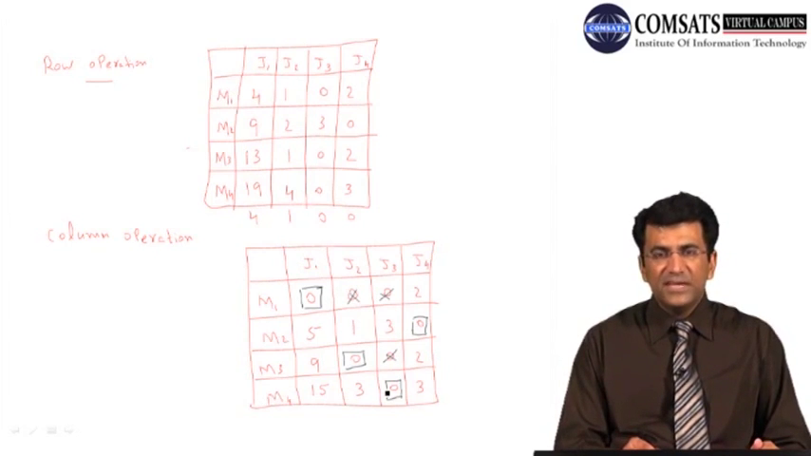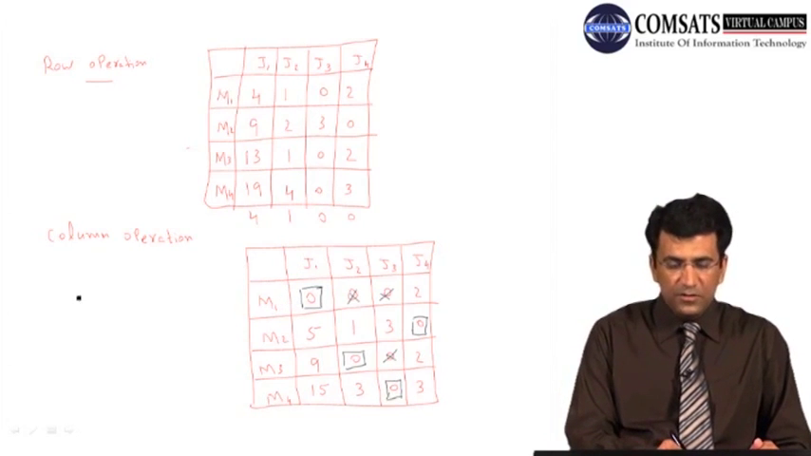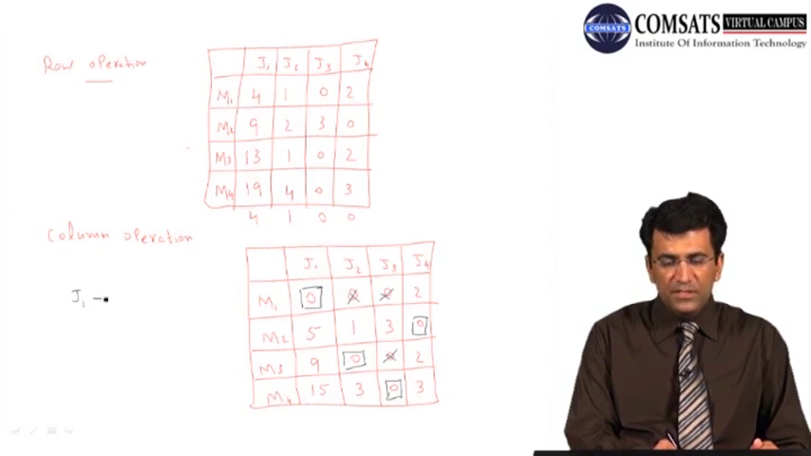These squares, or the assignments which are actually the assigned zeros, will help us to guide how we can assign the different jobs to different machines. Now you can see, students, this job 1 can be assigned to machine M1. So J1 can be assigned to machine M1.